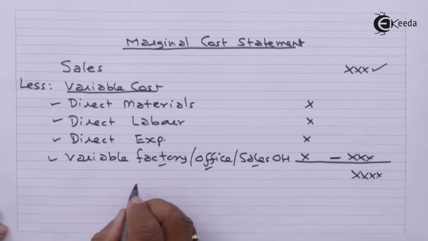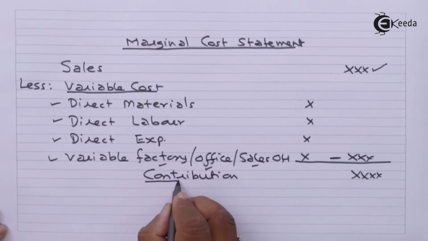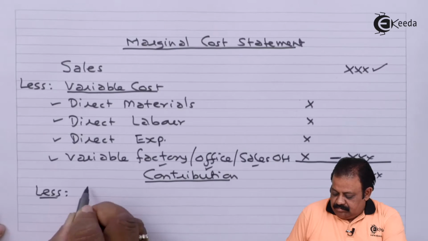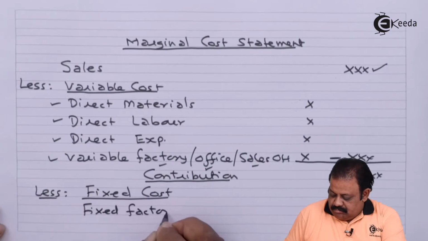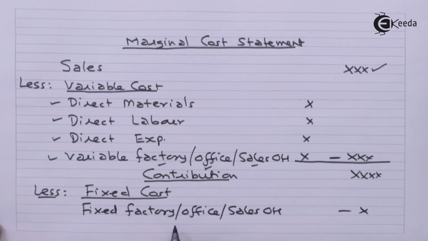Sales minus variable cost, we arrive at concept of contribution. Then we are required to deduct fixed cost. Fixed factory overheads, office overheads, selling overheads, any other fixed cost that will be deducting here.